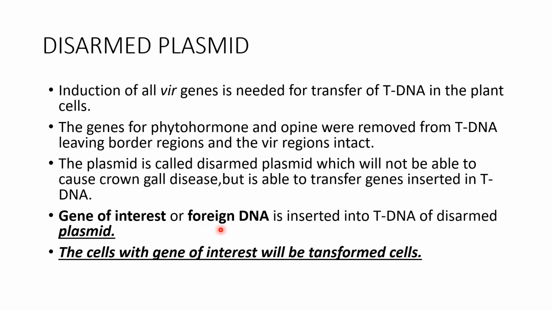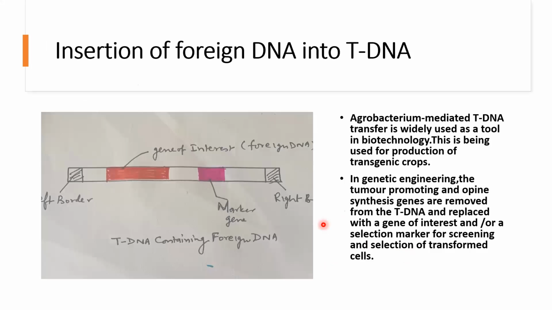So the gene of interest or foreign DNA is inserted into the tDNA of the disarmed plasmid. The cells having our gene of interest or foreign DNA will be called transformed cells because they have a gene from another genome. Now they can be used for the production of transgenic crops. This is how the gene of interest is added.